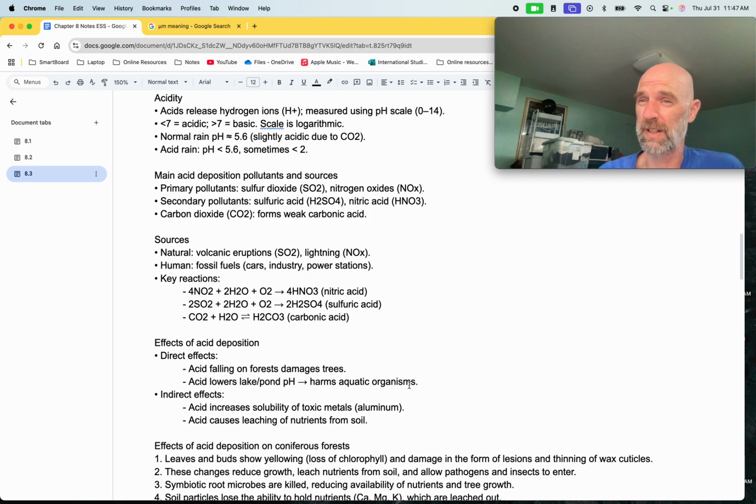Could you imagine living in an acidic atmosphere? Oh my God, no way. It's like trying to live your life at a dysfunctional family reunion.